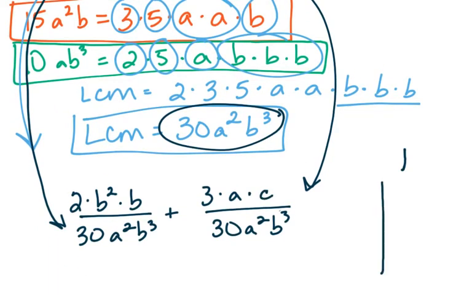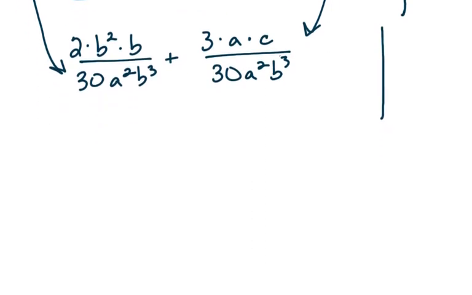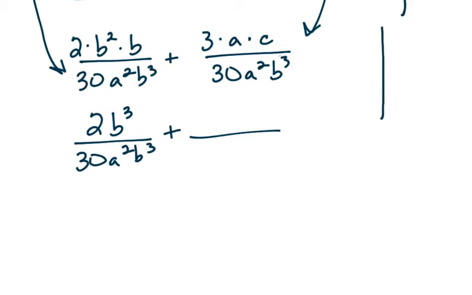So now that I have this represented, I'm going to come down below and make this look a little nicer up top and rewrite my 2 as b cubed over 30a squared b cubed. And then I'm going to rewrite this as 3ac. I don't have to have the dots there. And I'll rewrite my denominator again.